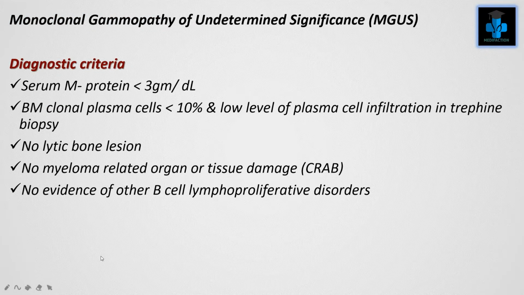Diagnostic criteria. The serum M protein should be less than 3 grams per deciliter in case of MGUS. And also the bone marrow clonal plasma cells are less than 10% and there is a low level of plasma cell infiltration in trephine biopsy. And there won't be any lytic bone lesion and no myeloma related organ or tissue damage, which is based on CRAB, a mnemonic which we will be learning in the future, and also no evidence of other B cell lymphoproliferative disorders.